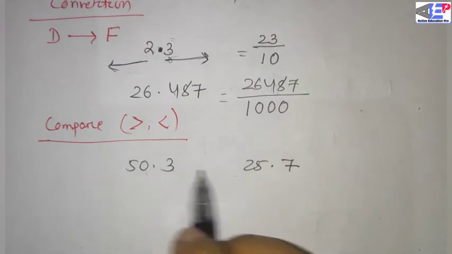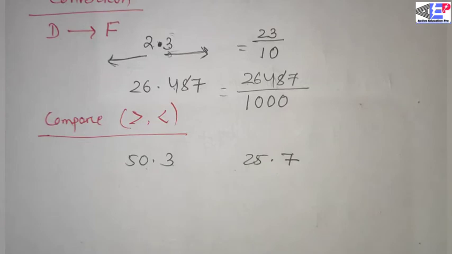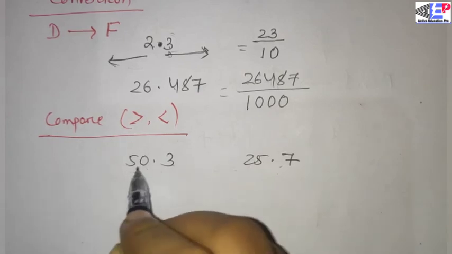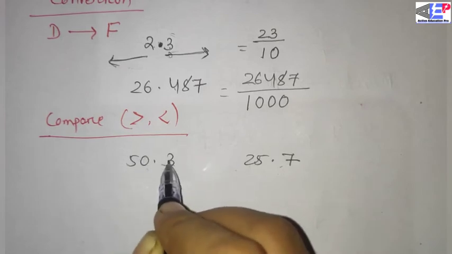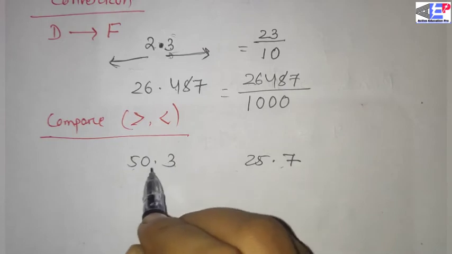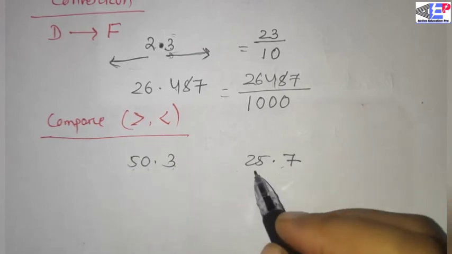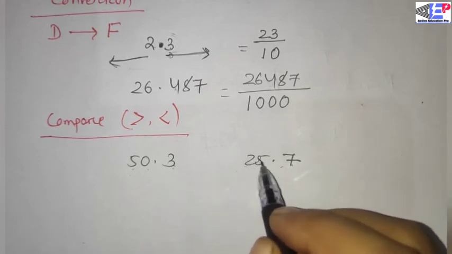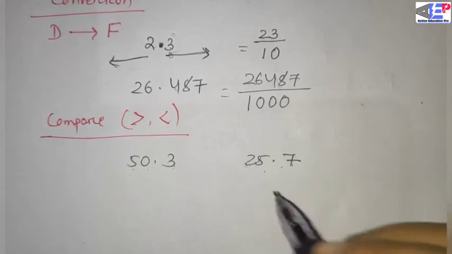Here 50.3 and 25.7 both are decimal numbers and both carry the same number of digits after the decimal point, 1 digit. On the left side 2 digits and on the right side 1 digit. 50.3 means 50 is the whole number part and 0.3 means something more than 50. On my right side, 25.7: in this number the whole number part is 25 and 0.7 is something more than 25.